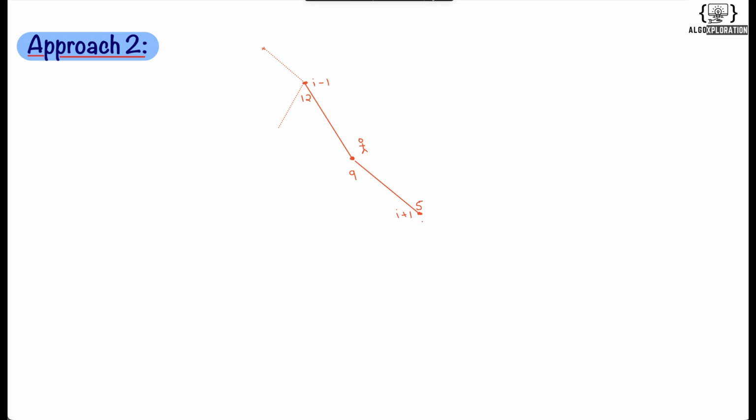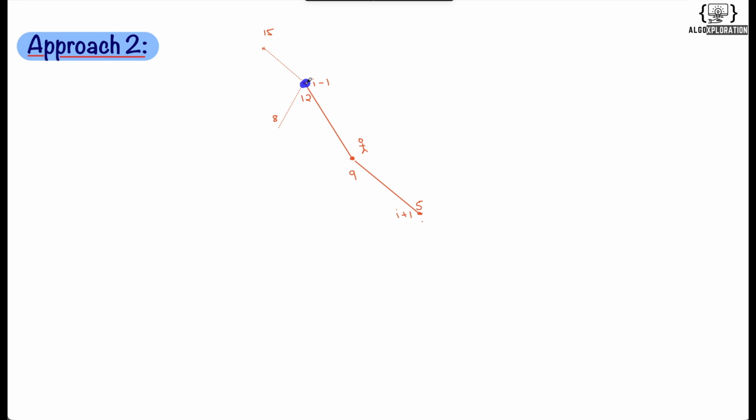I hope you got this. Okay, so let's say this is 8 and this is 15. If the value present at i minus 2 is 8, then it means that this is the peak element, so we got it.